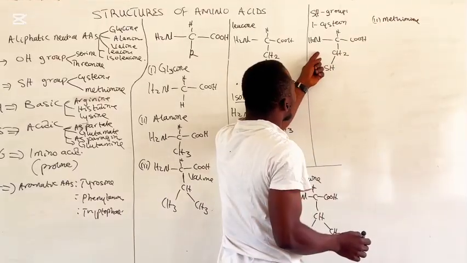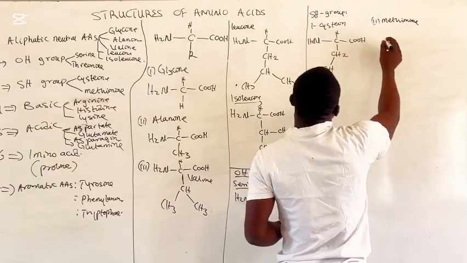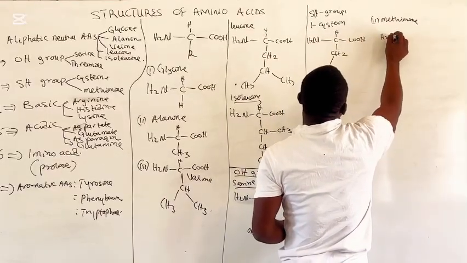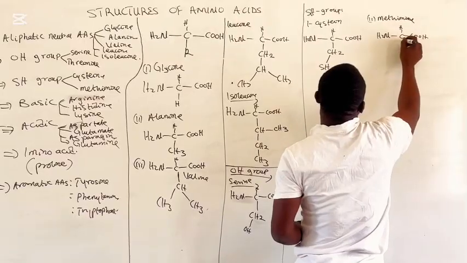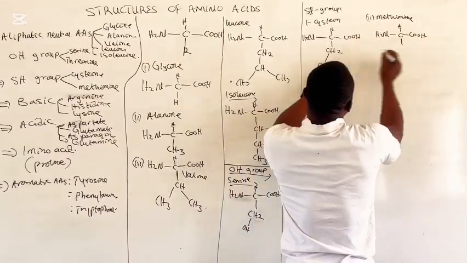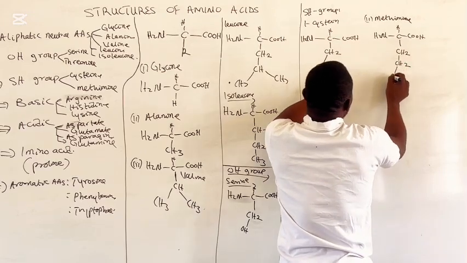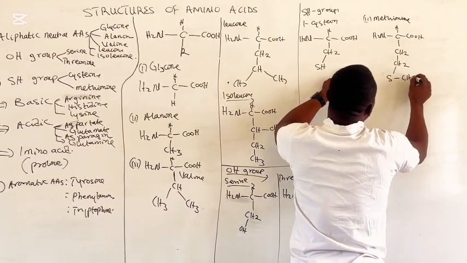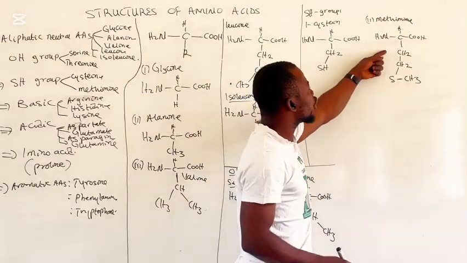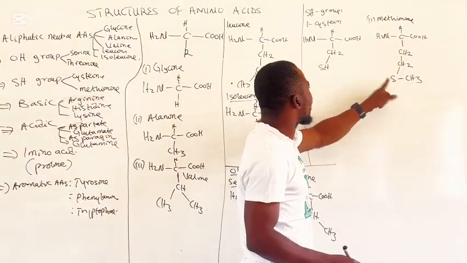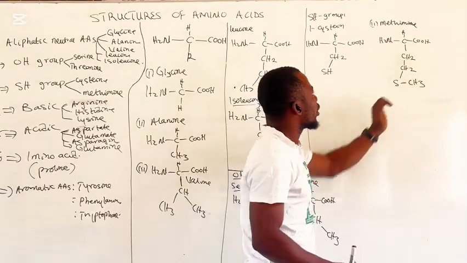Methionine is also similar to cysteine because they both contain sulfur. So the structure of methionine is amino group, carboxylic group. Then you'll be having CH2, another CH2, then S with CH3. So this is the structure of methionine: CH2, CH2, then S, where the hydrogen of cysteine is replaced with CH3.